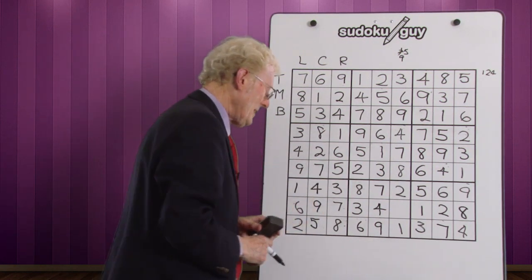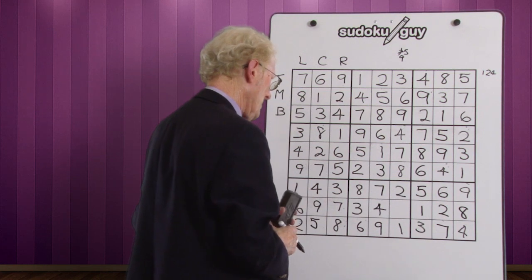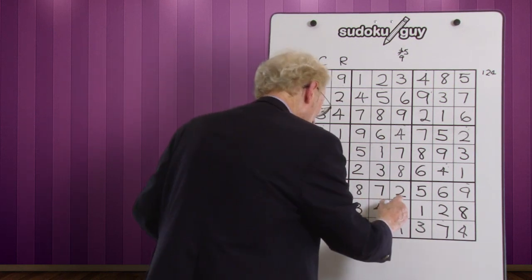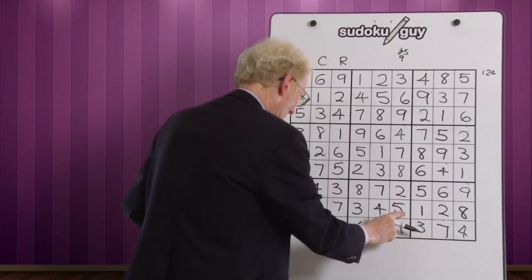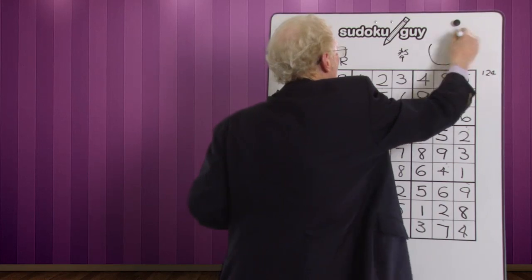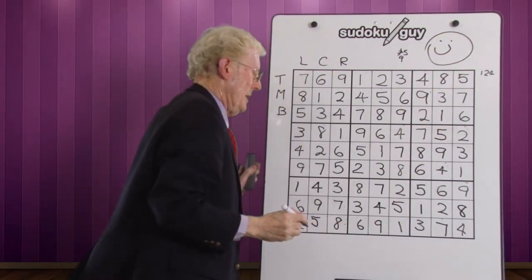Fantastic. And wonder what that is. Let's check it out. 1, 2, 3, 4. It's a 5. And we can just make sure that it's a 5, a top, a middle, and a bottom, similar to what it was up on top. And whoopee! We've done a puzzle.